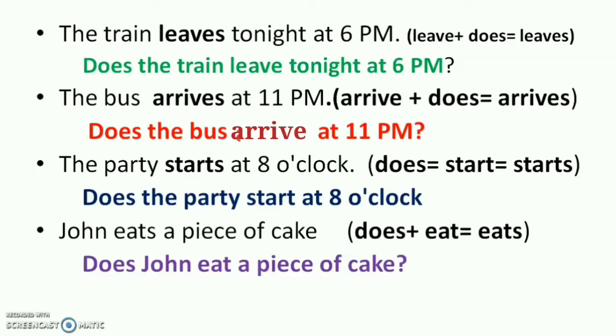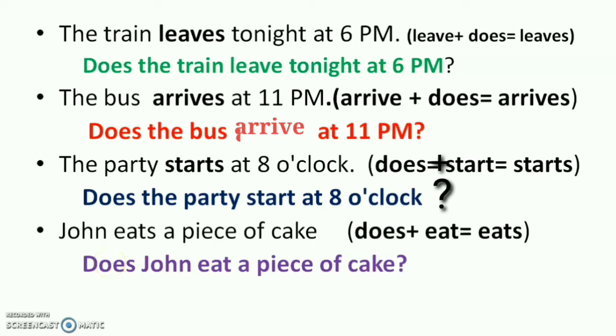Then again look here. We have split the auxiliary does from the verb leaves. So we don't use the S form again in the sentence. That means we don't use leaves again. Then, the bus arrives at 11 p.m. Arrive plus does is arrives. Does the bus arrive at 11 p.m.? We have to use it in such a way.